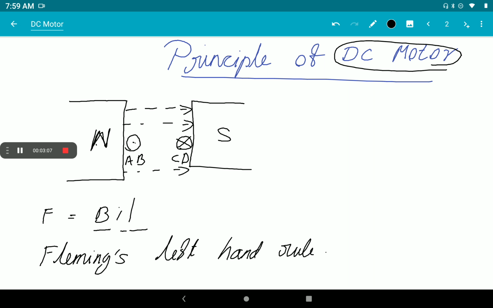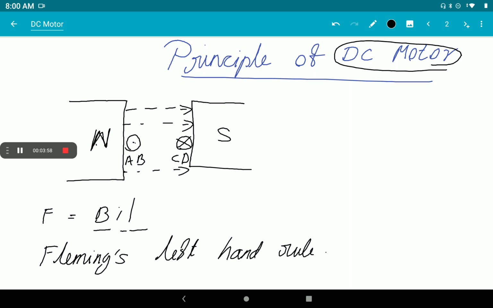Consider a coil in a magnetic field of flux density B. When the two ends of the coil are connected across a DC voltage source, a current flows through it, and we take the direction in conductor AB as outward and in CD as inward. When a current carrying conductor is placed in a magnetic field, it experiences a force. A force is exerted on this coil because of the interaction of the magnetic field and the electric field. So the force on the two sides of the coil is such that the coil starts to move in a direction.